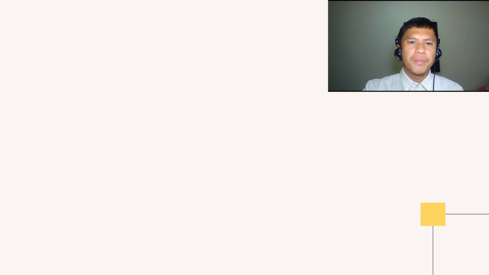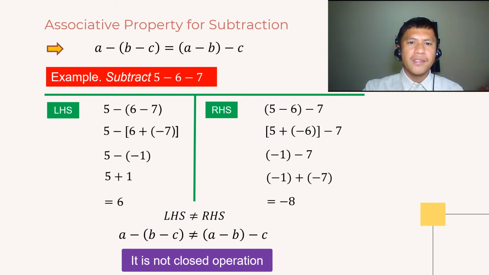Let us verify associative property for subtraction. It states that when you subtract any three positive integers, the difference is also the same. Let's try the example 5 minus 6 minus 7. Using the left-hand side solution, we arrive with the value 6. On the right-hand side solution, we arrive with the value which is negative 8. Since the left-hand side is not equal to the right-hand side, therefore we can say that a minus quantity b minus c is not equal to quantity the difference of a and b minus c.